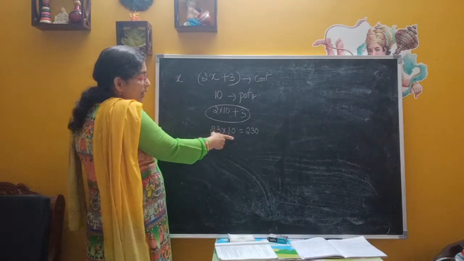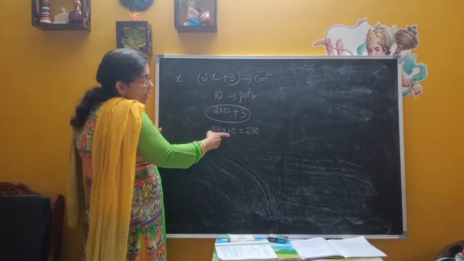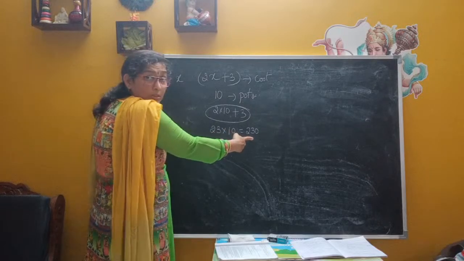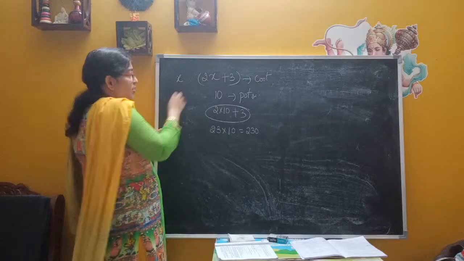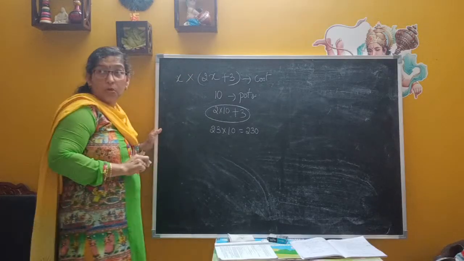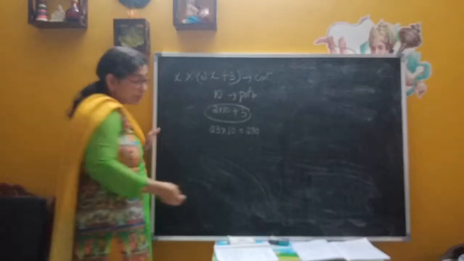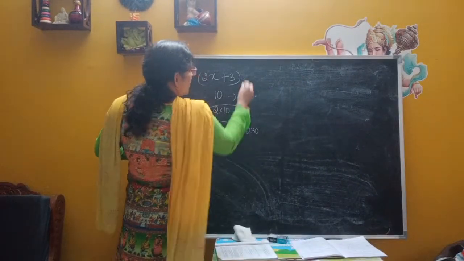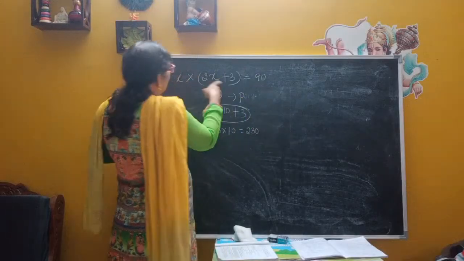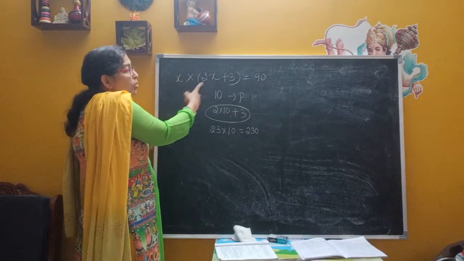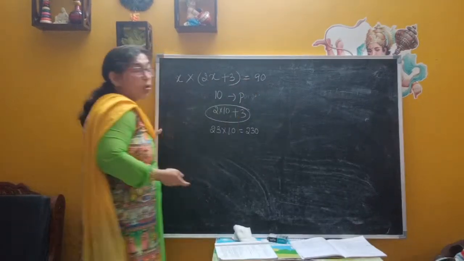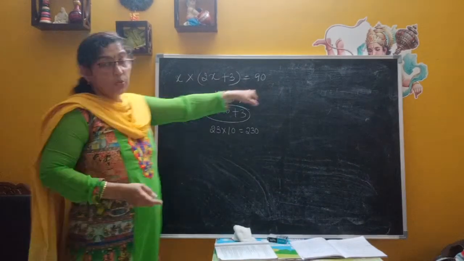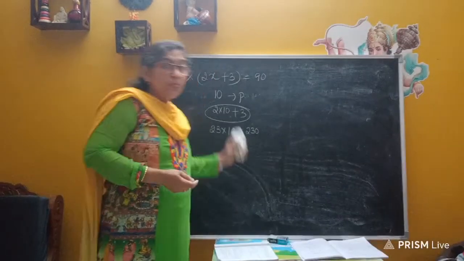How did we get the total now? Cost of one article into number of articles is equal to 230 rupees. Similarly here, cost of one article is 2x plus 3 rupees. X number of articles have been produced. So this product is how much here? 90 rupees. Okay, that is the meaning of this statement. That is number of articles into cost of each article, the cost per article, is equal to the total expenditure on that day, 90 rupees. So that is the meaning of this question.